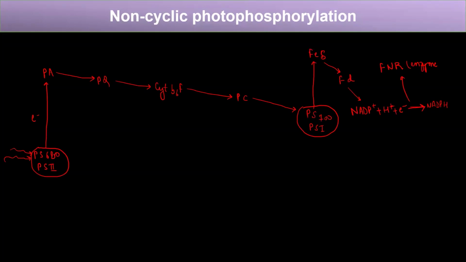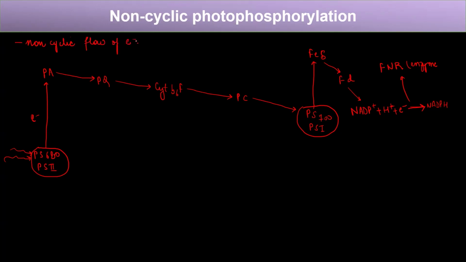In the previous class we were studying non-cyclic photophosphorylation, and we saw why it is called non-cyclic. It is called non-cyclic because of its shape. As we can see, the electron that is going from here is not coming back, right? So there is a non-cyclic flow of electrons.